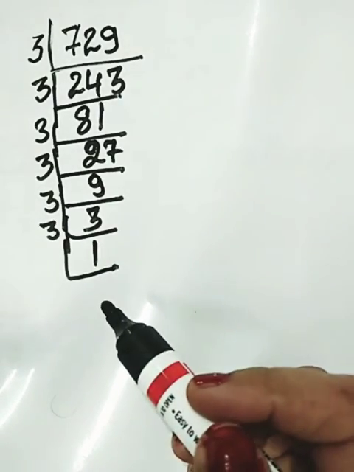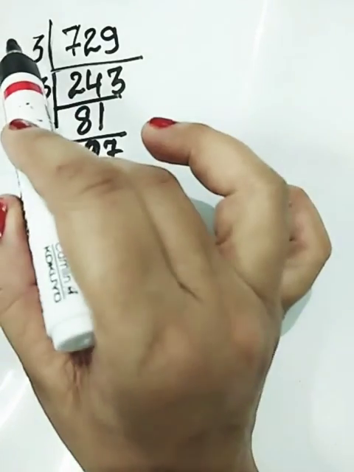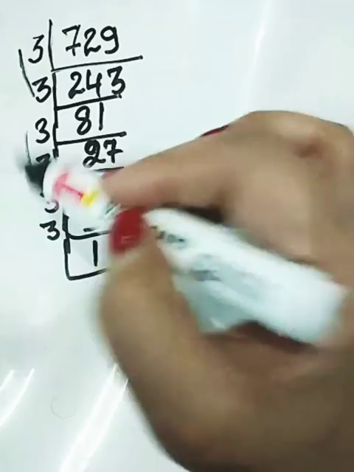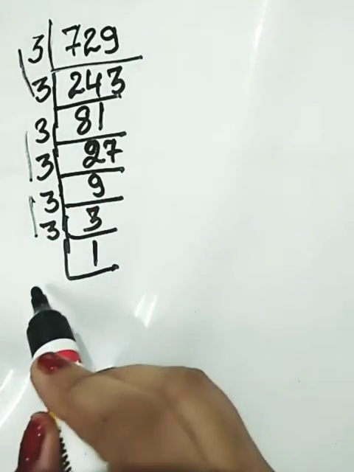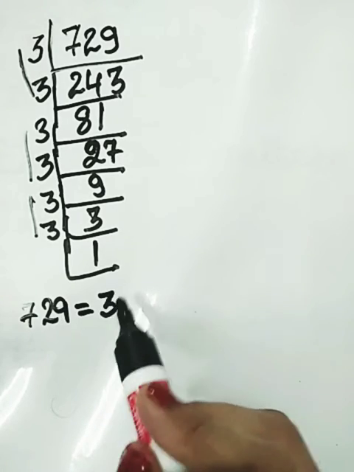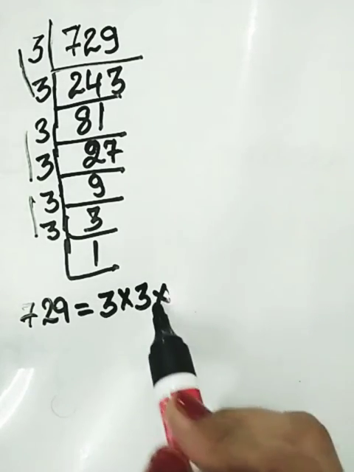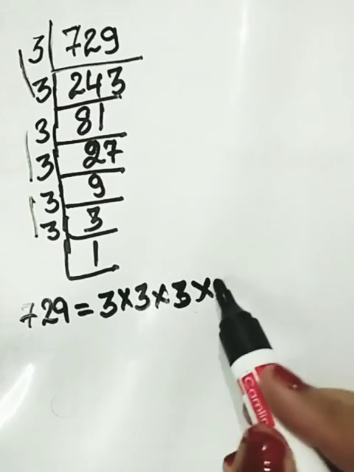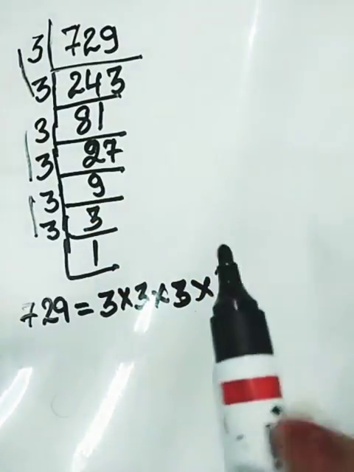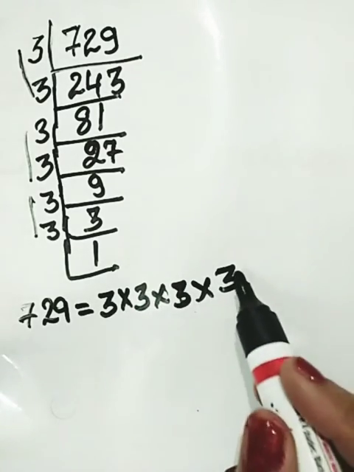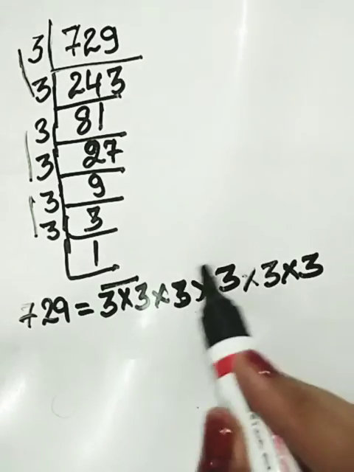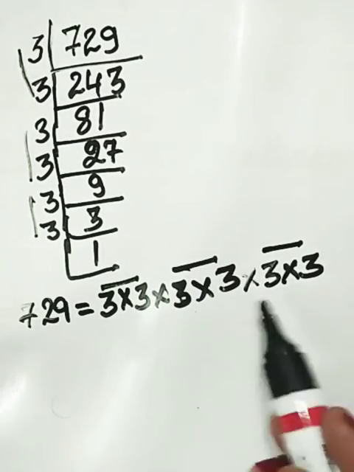Now what work we have to do? Now I'll take a pair of numbers, like two sets: this 3 3 and this 3 3. Now I'm going to write the prime factors of 729 as 3 into 3 into 3 into 3 into 3 into 3. How many 3s are here? 1 2 3 4 5 and 6. I'll make a bar, meaning two sets I am taking.